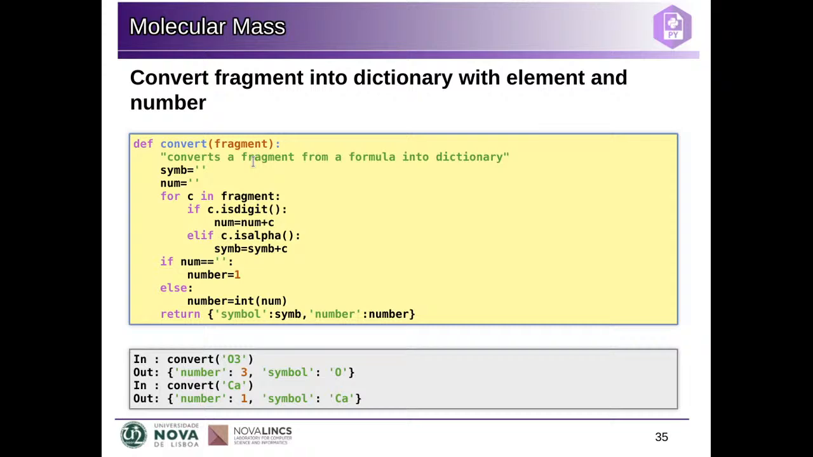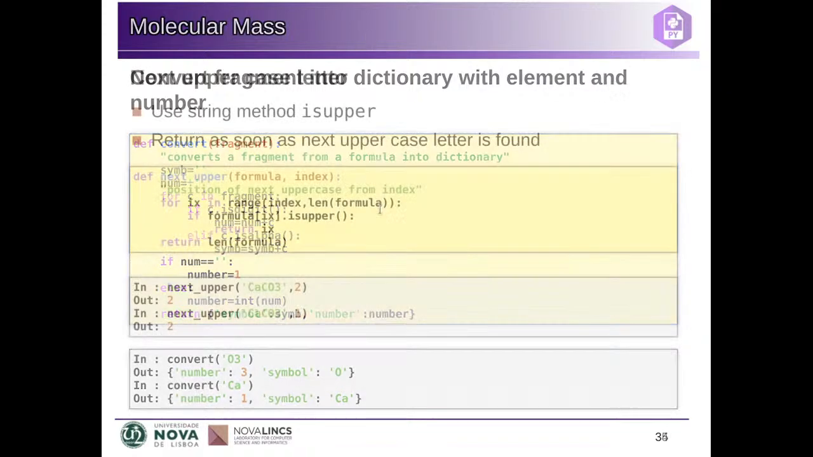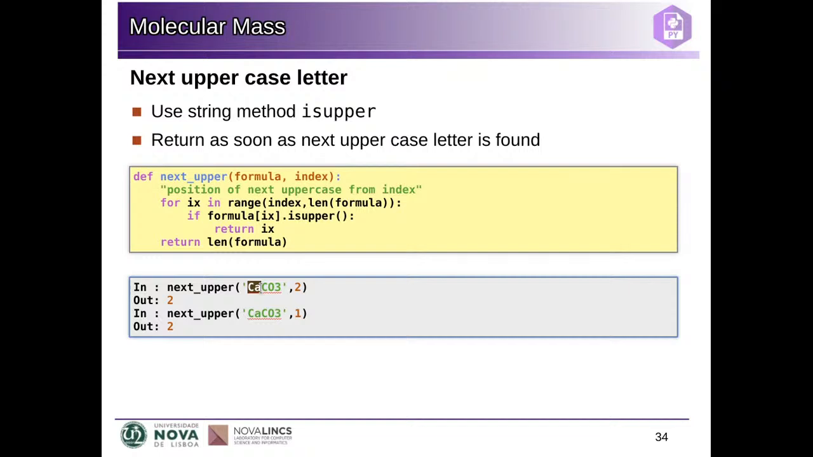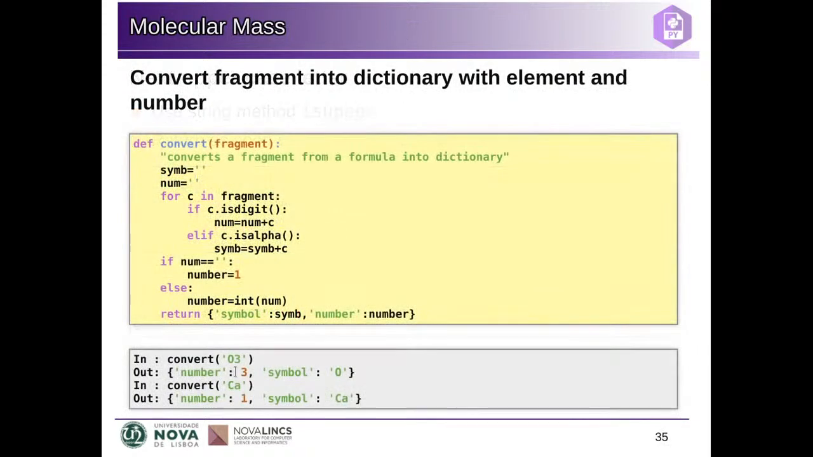So we need to take these parts of the formula, for example CA or C or O3, and transform that into something that is more useful for us, which is a dictionary like this. It tells us how many times the atom occurs and what is the symbol of the atom. So to do this, we're going to start with these strings empty, the symbol and the number, and we're going to loop through all the characters in this string, the fragment, and check if this is a digit.